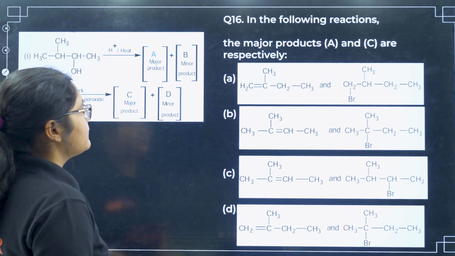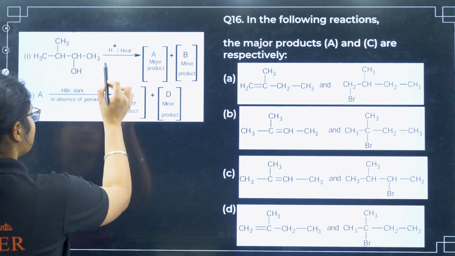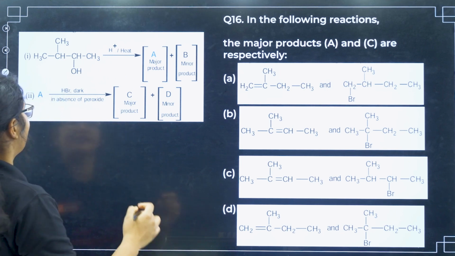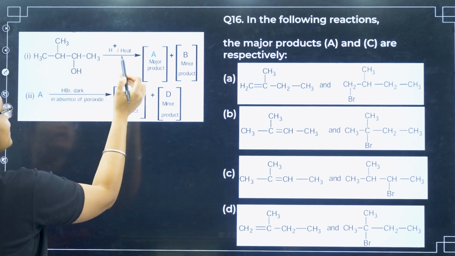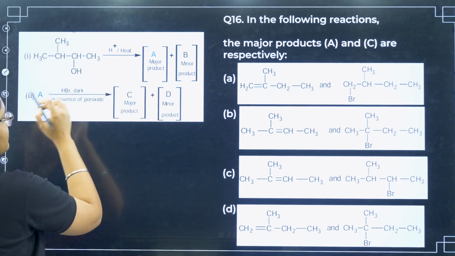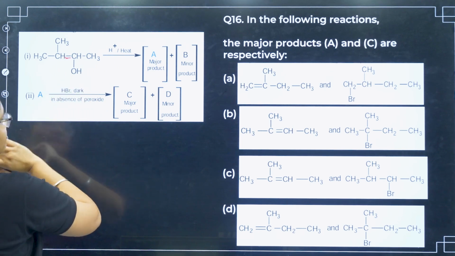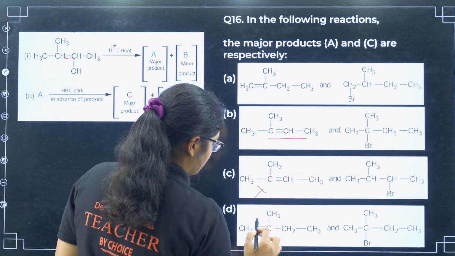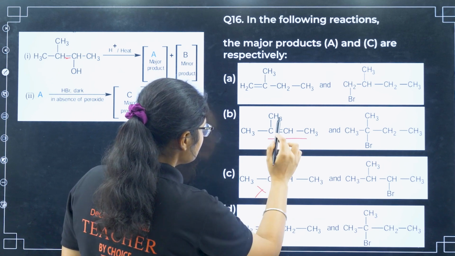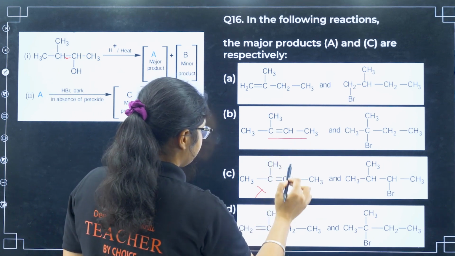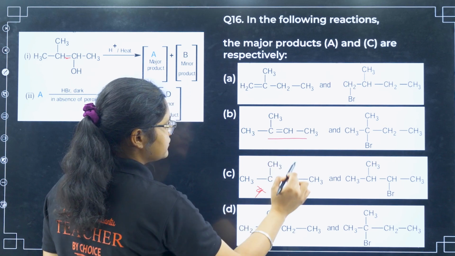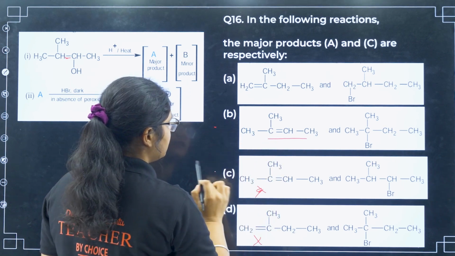Next, we have to find the product A and C. So here what is there? There will be H plus and heat. You will have elimination reaction, and we will get a more substituted alkene according to Saytzeff rule. So bond will form here. So that is option here I can get. Here I am not getting. Here also. Okay, just a minute. Yes, this can be there. This is not there, right? We need a more substituted alkene. So it can be either B or C.